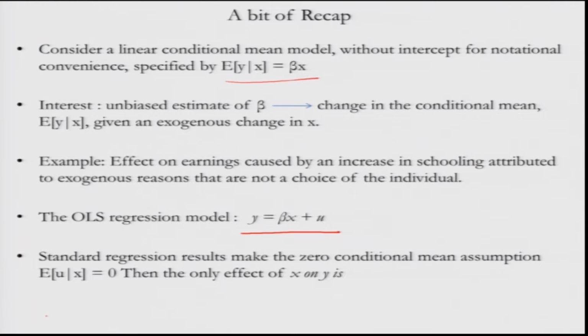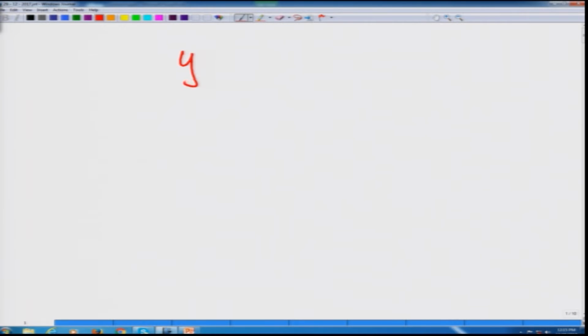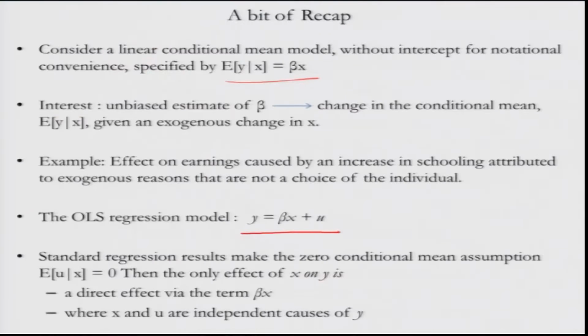Then the only effect of x on y is essentially a direct effect via the term beta x, where x and u are independent causes of y. Now, what does that mean? To see graphically what this means, let us try to understand it through a path diagram. We have y which is caused or affected by x, but we have other errors or other variables that cause y, and these are independent causes of y, where there is no connection between x and u. This is exactly what we mean when we say that x and u are independent causes of y.